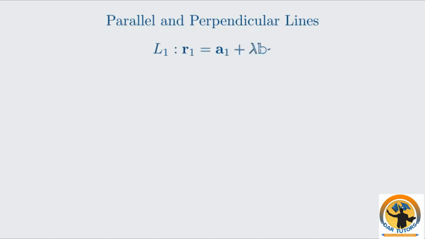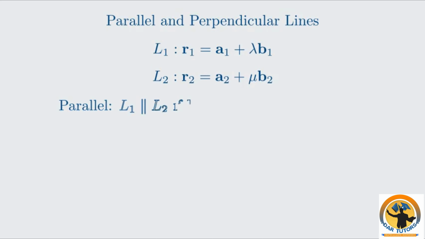The dot product formula also gives us a powerful way to determine if 2 lines are parallel or perpendicular. Consider 2 lines, L1 and L2, with direction vectors b1 and b2. The lines are parallel if their direction vectors are parallel. This means one direction vector is a scalar multiple of the other. So b1 equals k times b2 for some scalar k. The lines are perpendicular if their direction vectors are perpendicular.